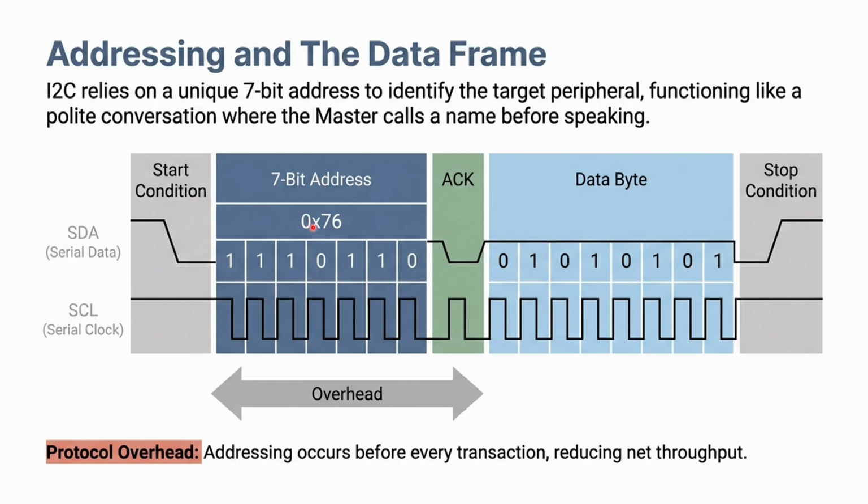For example, 0x76. Every sensor on the bus will hear it, but they are all programmed to ignore it unless it matches their specific identity.